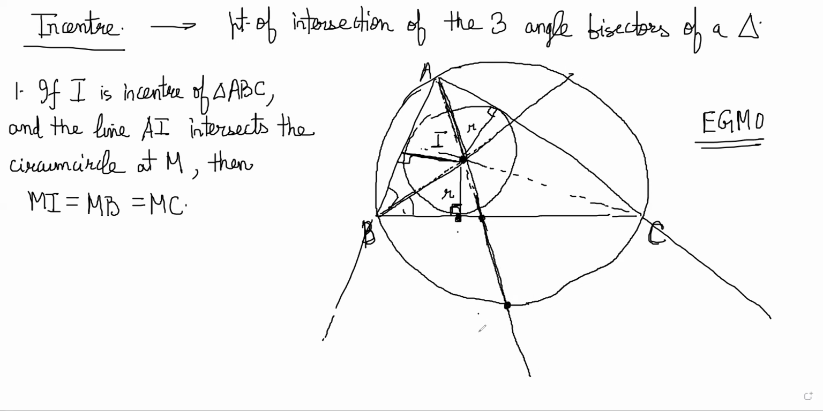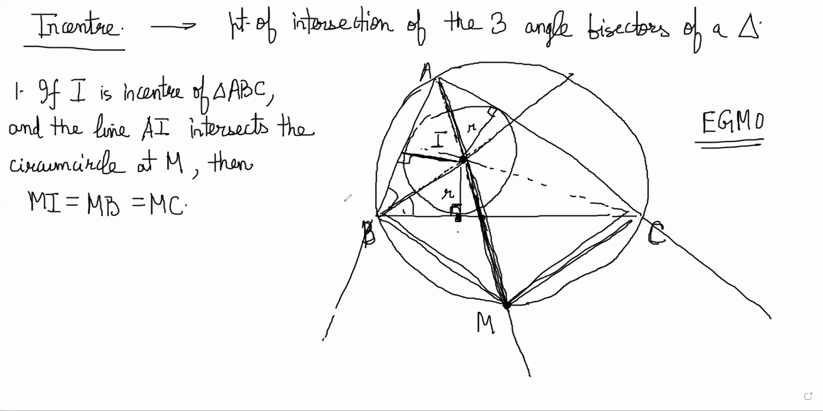This point is where M is. The point M is where the line AI extended cuts the circumcircle. Now we have to show that the distance MI is equal to the distance MB and also the distance MC, right? The proof is a nice geometrical proof. If you don't get it, we'll discuss it in a future video. But for now, try to do this yourself.